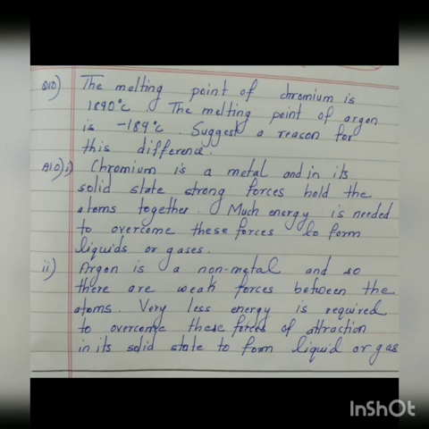Chromium is a metal, and its forces of attraction are very strong. To break the strong forces of attraction, we need high temperature, and so its melting point is high. Whereas argon is a non-metal, and it has weak forces of attraction as compared to metal, and so it needs less thermal energy or heat energy to break down its forces of attraction and convert the solid into a liquid.